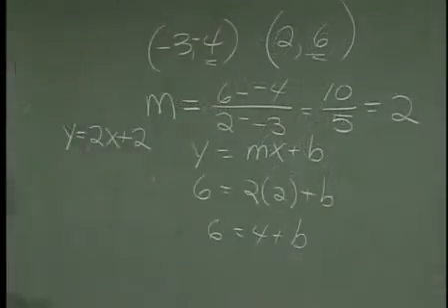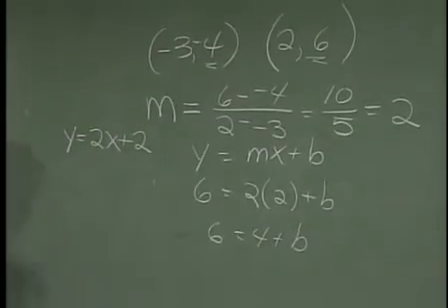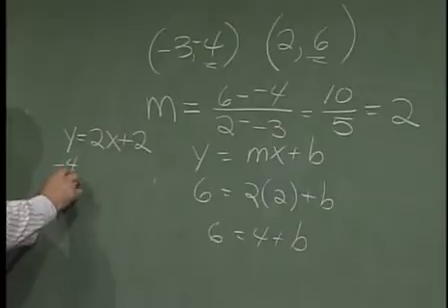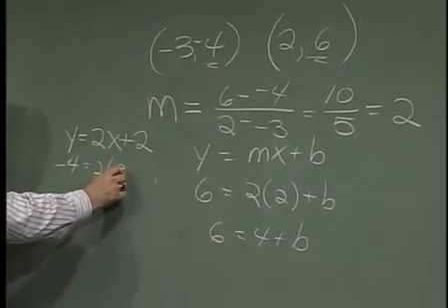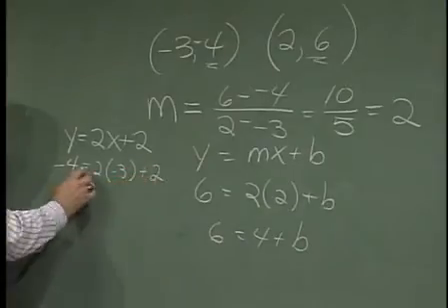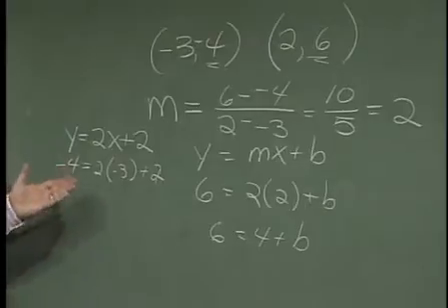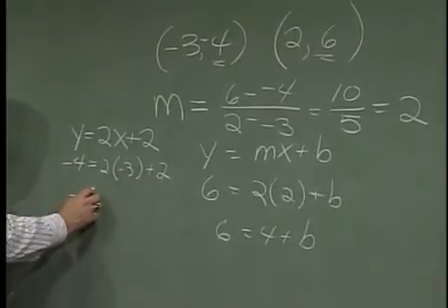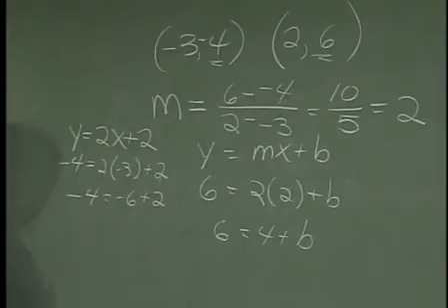How should we check? Well, we're going to have to work with those negative numbers. We place them into the equation. y, negative 4, let's see, equals 2 times negative 3 plus 2. And the checking is indicated by whether the left and right side are indeed the same value. Negative 4 equals negative 6 plus 2.